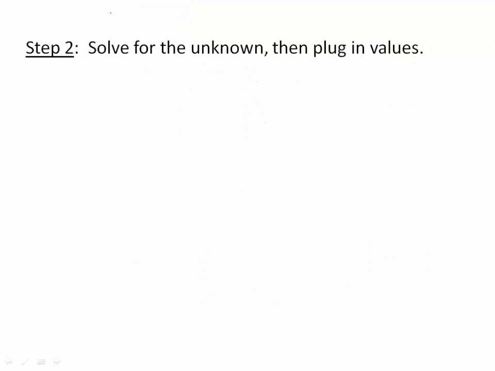So now we solve for the unknown, then plug in the values. So we know Boyle's law is P1V1 equals P2V2. And which one is it here that we are trying to figure out? When you look at the problem, it says, what will the volume be at 790 millimeters mercury? So V2 is our unknown. So how do you get V2 by itself? Of course, we're going to divide both sides by P2. And when we divide both sides by P2, the P2's cancel out.